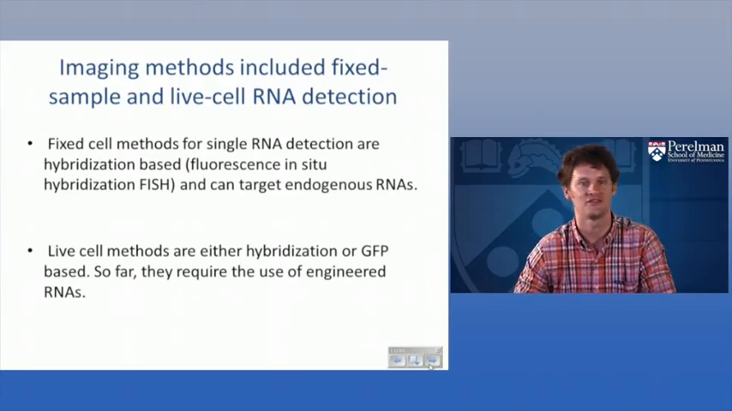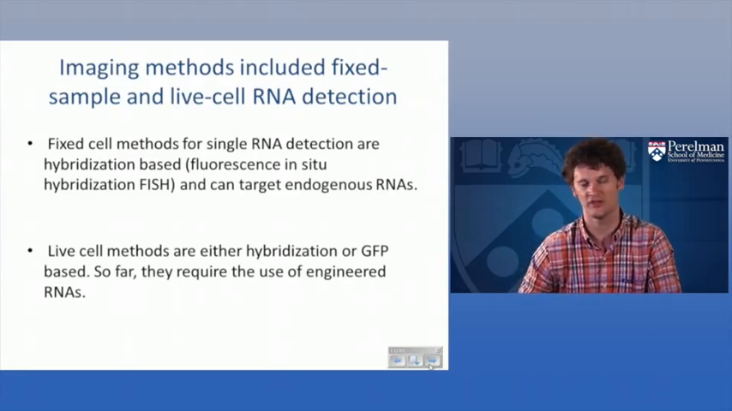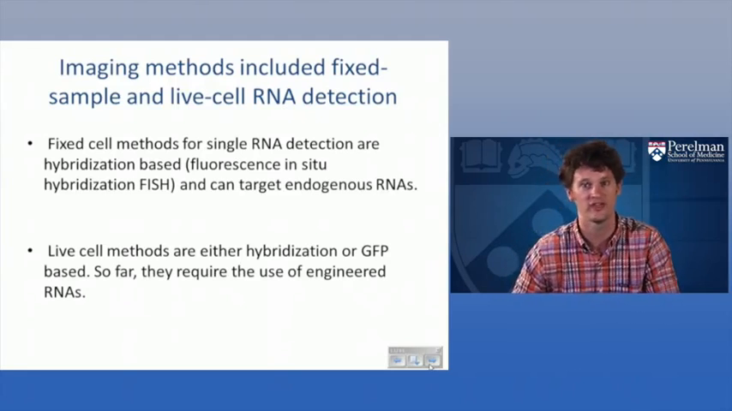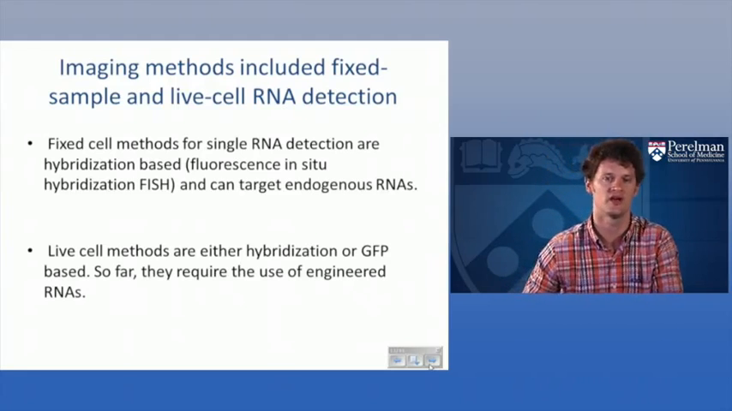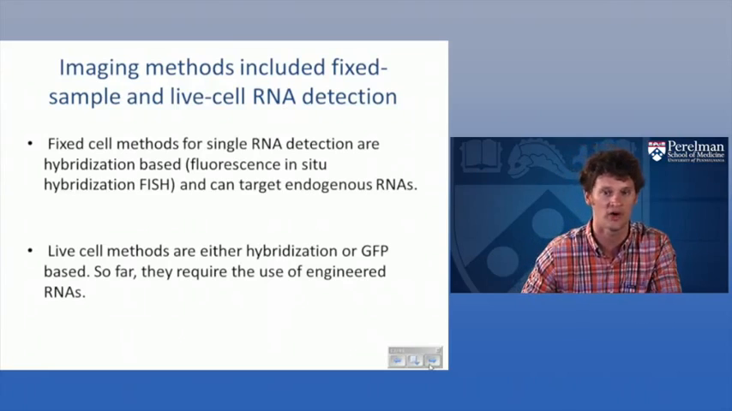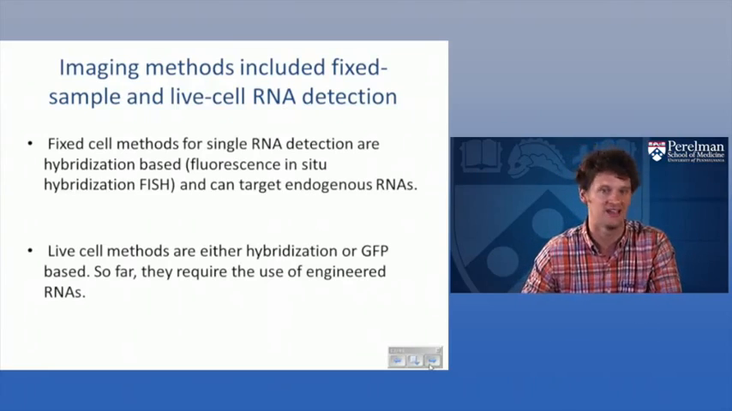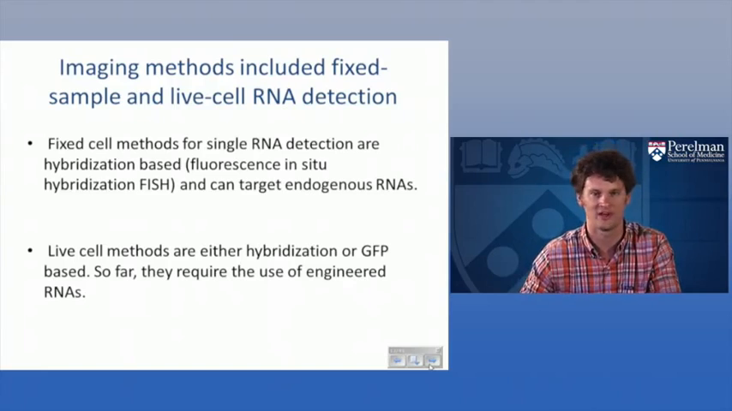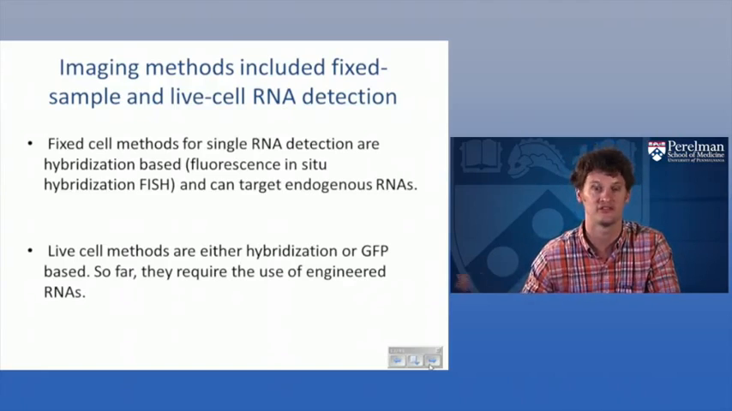By contrast, for live cell methods, you actually have to go in with, so far at least, engineered RNA. So you have to put an RNA molecule into the cell in some way that has binding sites for some kind of a probe, and we'll talk about a couple of different designs for that. But then it lets you look at the movement of actual individual molecules over time.